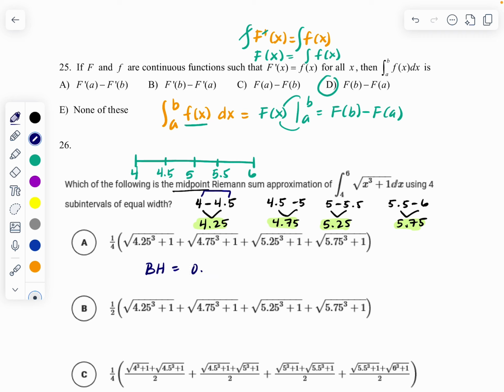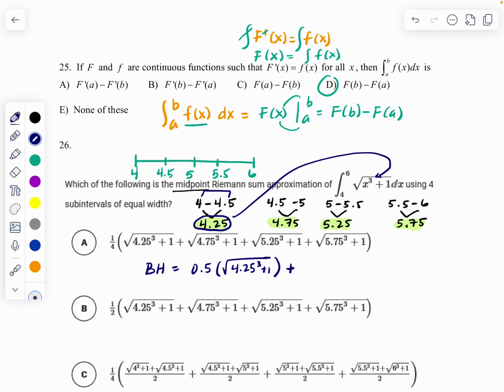So 0.5 times, and the height I have to calculate. The height is not 4.25. I actually have to plug it into here to get it. So it's going to be the square root of 4.25 cubed plus 1. That's just lovely. Okay, now the next one.